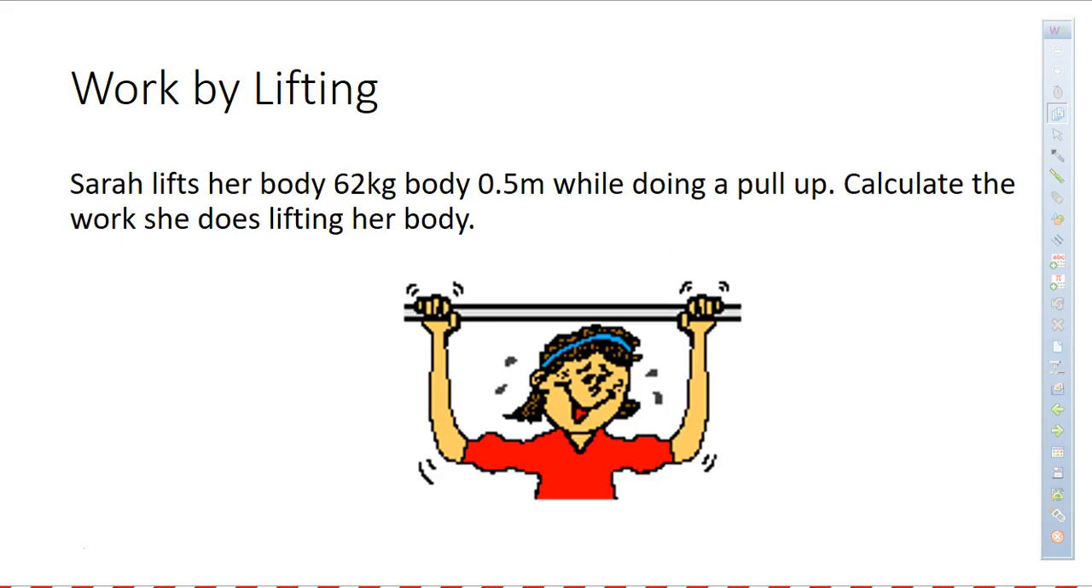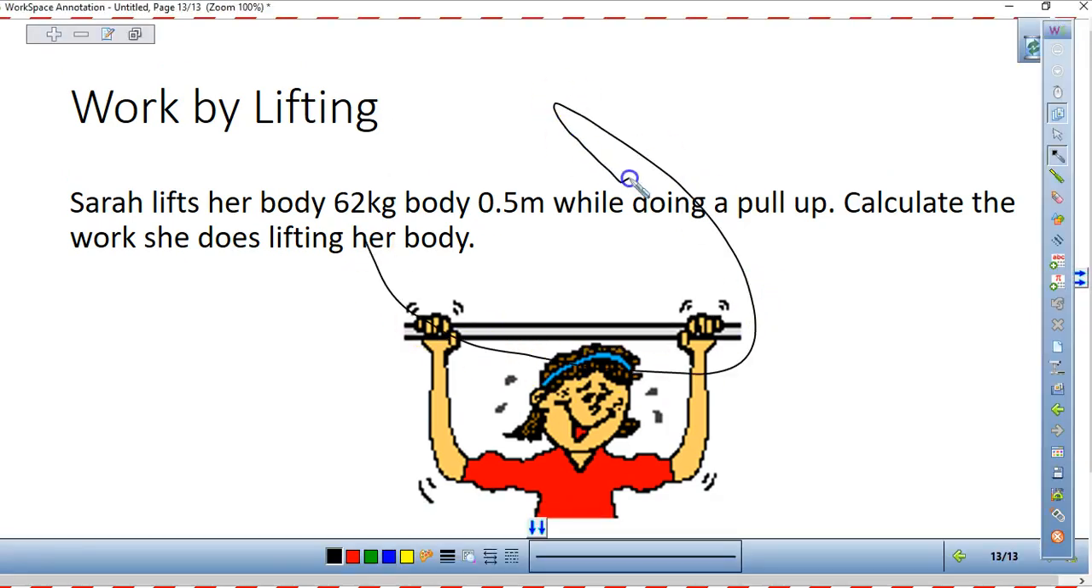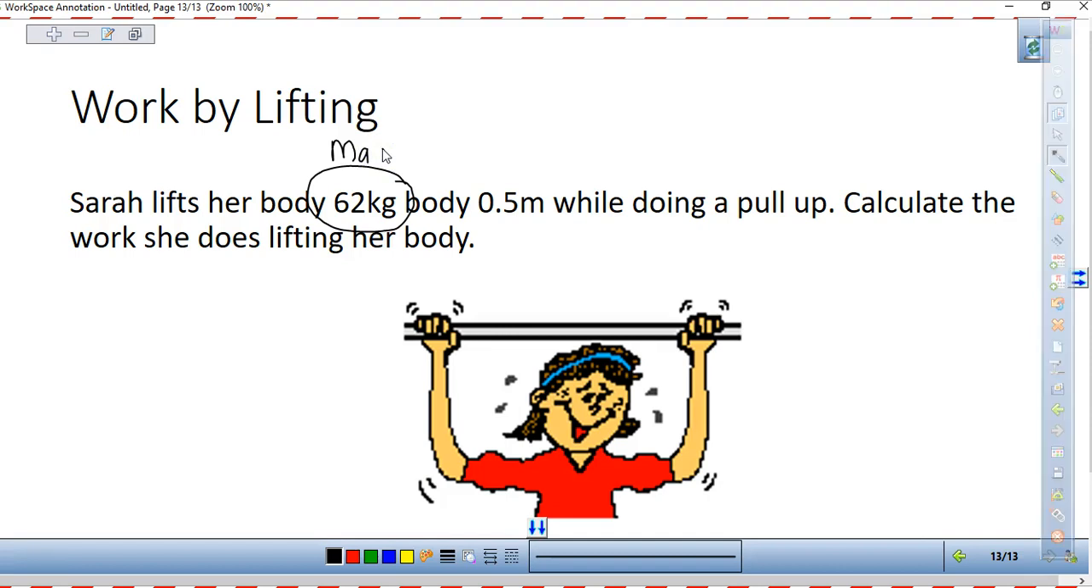Sarah lifts her body up while doing a pull-up. Calculate the work that she does. So if I were to do her work, notice that they gave us mass, not force. That means we would have to multiply her mass first by 9.81 to get a force. And then it would be force times distance. So it would look like this.